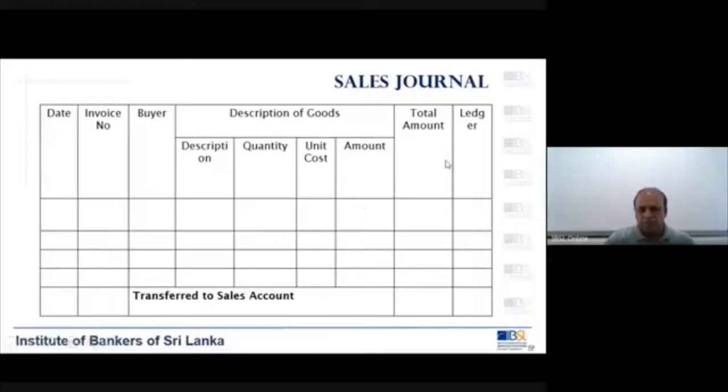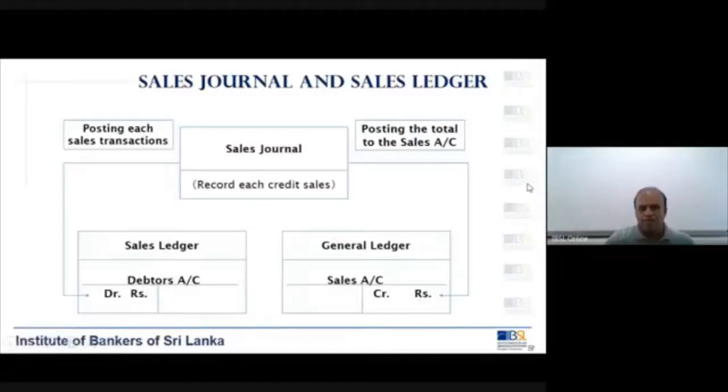Then this amount will have a running total. So every transaction that you do within the month, you will accumulate in the total amount column. And the last column relates to the ledger in which you are going to record this transaction. When you keep on doing this for a particular month, let's say for the month of May, once you complete and arrive at a total, which is called the total sales for the month, you will transfer the total sales of that particular month, which is credit sales, in the following manner.